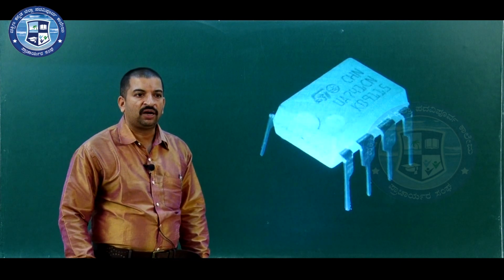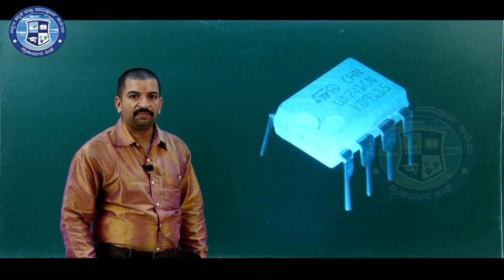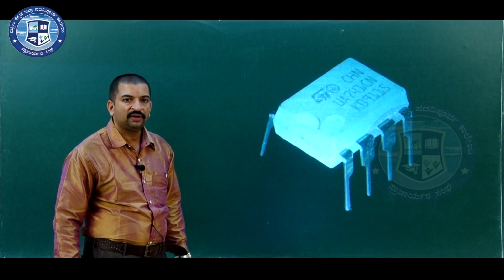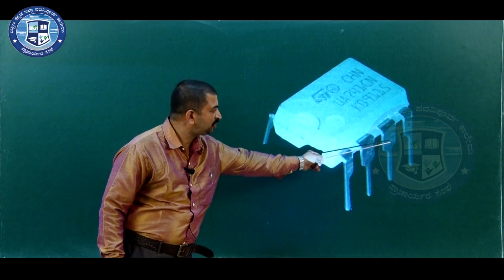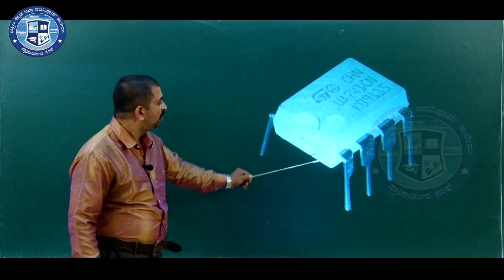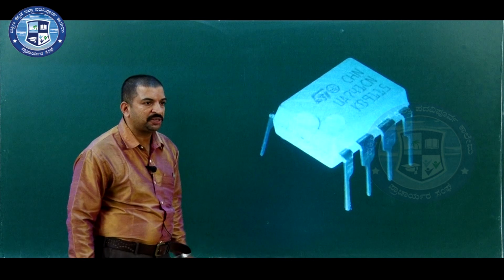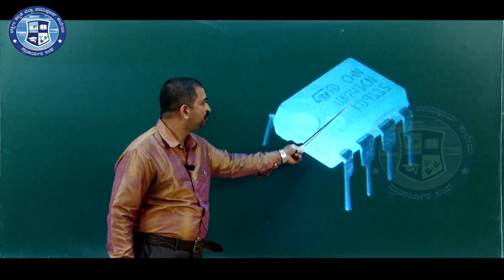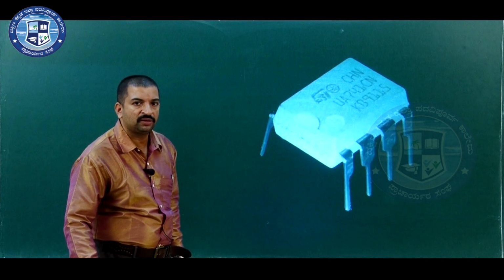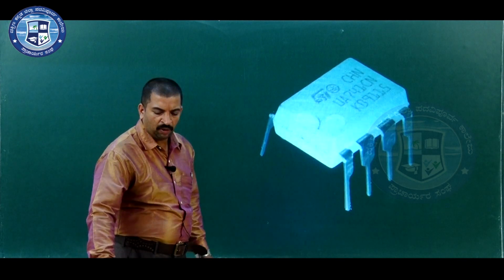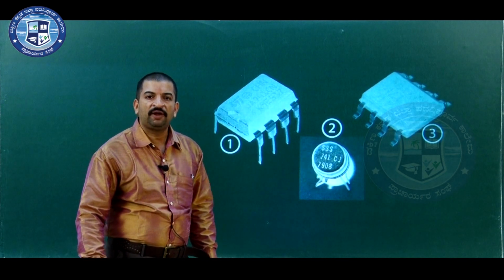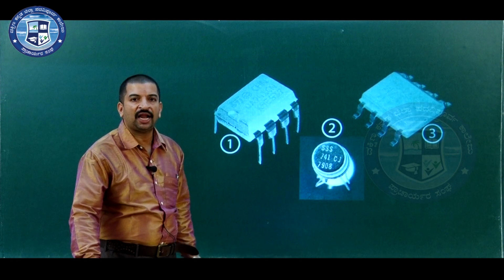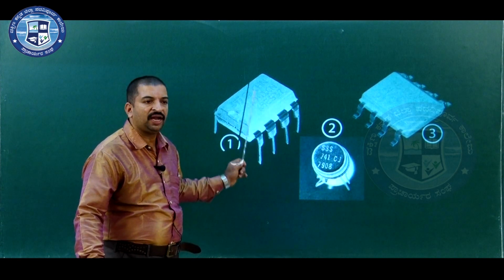Let us observe the μA741 IC. Here you can find the notch near one of the pins, which is the first pin of the IC. You can see 4 pins here, and there are 4 more pins on the other side of the IC. Just observe the top view. They have printed the number of the IC here, μA741. You can read the number on the IC. Now, there are a total of 3 packages available. The first one is the dual inline package.